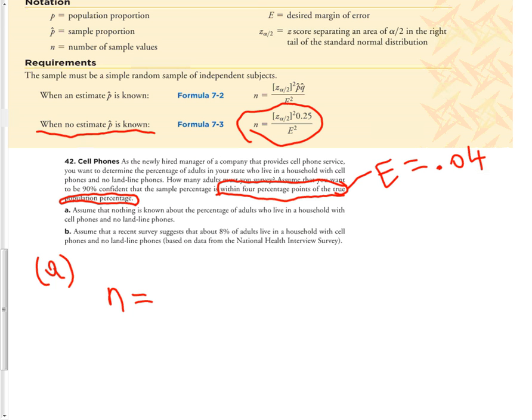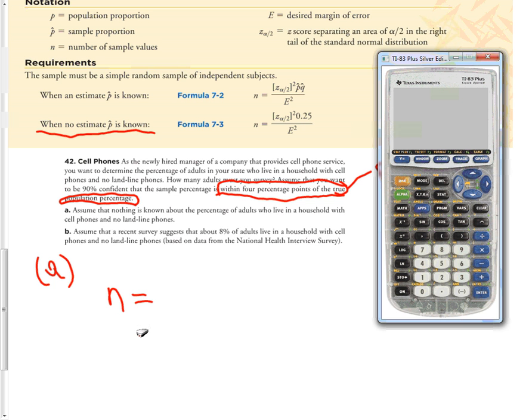The only part of this that I don't know is the z of alpha over 2, the critical value. But that's easily found. I have 90% confidence. So what I need to do is find the inverse norm of 1 minus alpha over 2 on our TI-83 calculator. So I'm going here, and I'm going to turn it on first. Let's clear this out.